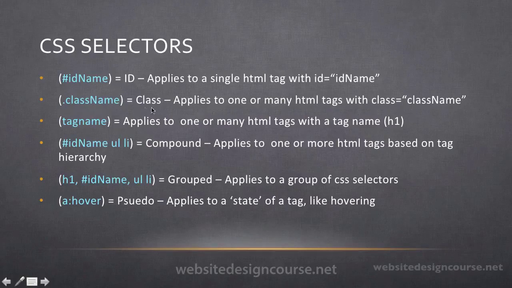The second type is what we call a class. And it is via the period, class name. And it applies to one or many HTML tags with the class equals class name attribute. Now, one of the main differences between an ID and a class, you'll notice, is that an ID can only be used on a single HTML element, whereas a class or a class name can be used on multiple HTML elements. And we'll look at that again in a later video as well.